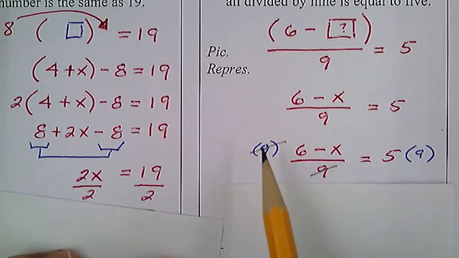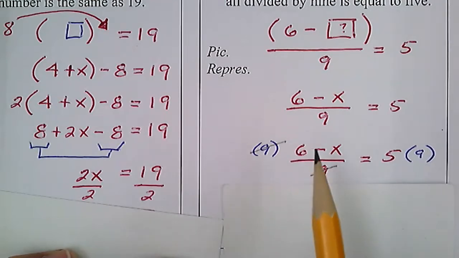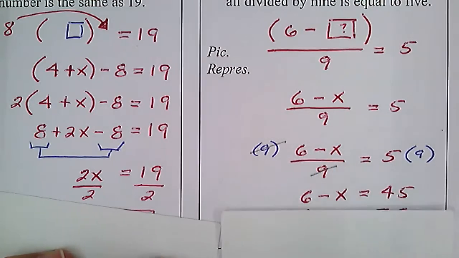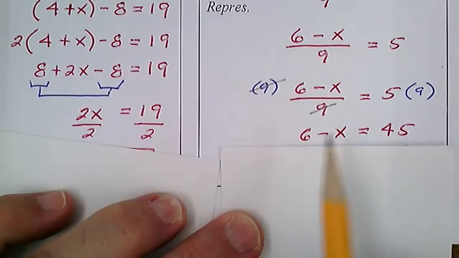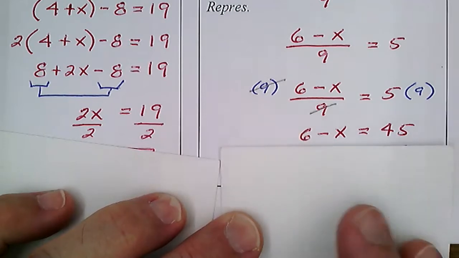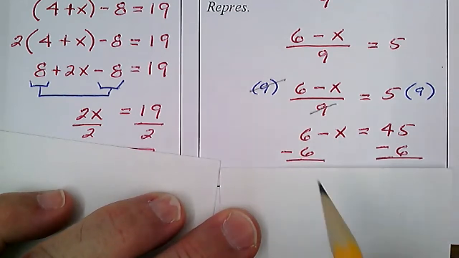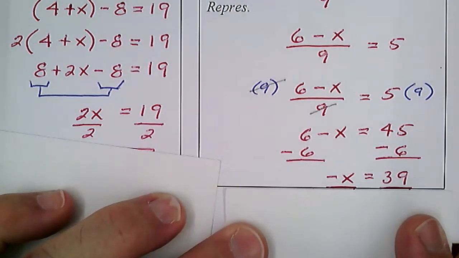And these 9s will cancel. Over here, we don't have anything to cancel the 9, so we have to actually multiply. So 5 times 9 is going to be 45. So we have 6 minus x is equal to 45. And now we want to get x all by itself. So this is not a subtraction. The minus is here, right? This is really an invisible plus. So to get rid of this 6, we need to subtract 6. So these cancel. Whatever you do to one side, you do to the other side. So 45 minus 6 is 39.